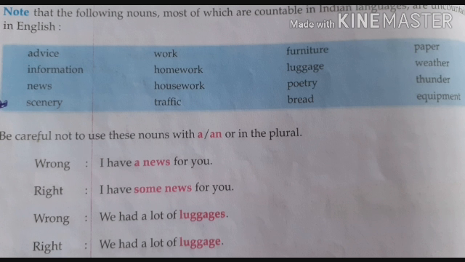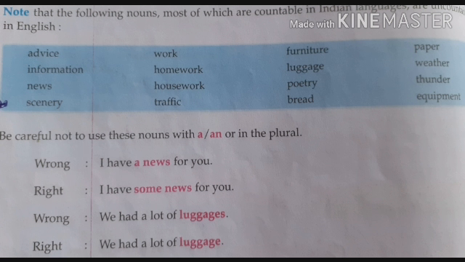Be careful not to use these nouns with a, an, or in the plural form. Look at the example: "I have a news for you." We can't use "a news" because news is an uncountable noun.